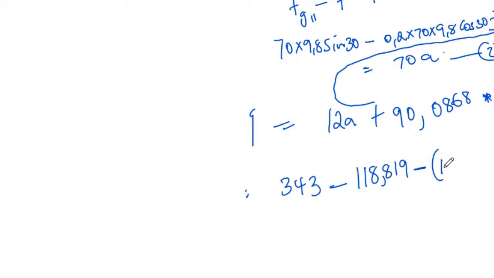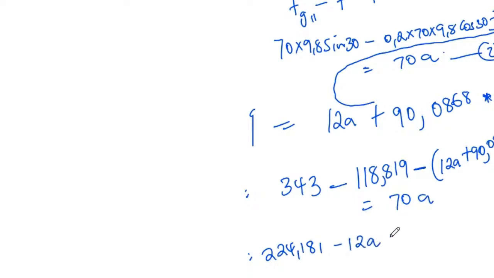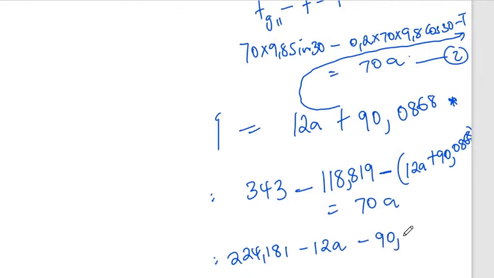Then I'm replacing the T, which is 12a plus the 90.0868. We said it must give us 78. So let me just open the brackets first. 343 minus 118.819 gives me 224.181. So minus 12a minus the 90.0868 must give us 78.